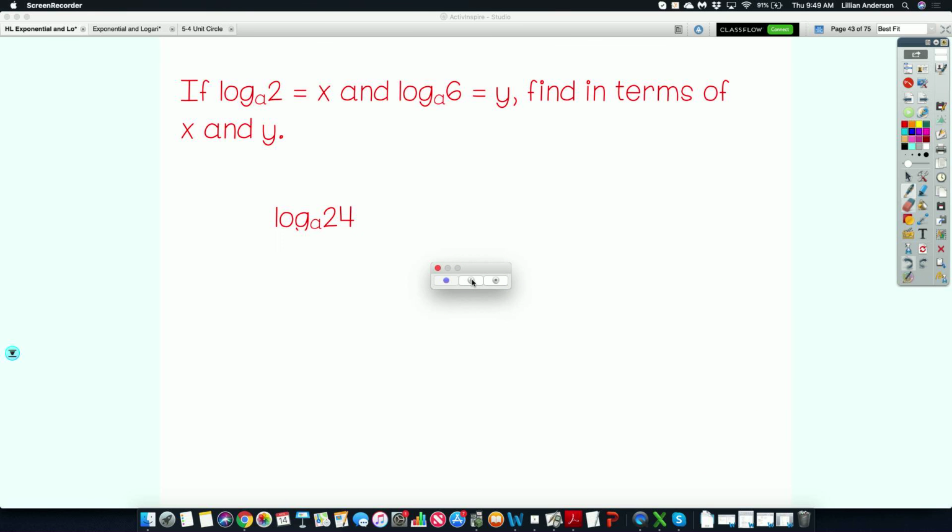So when I look at this one, I have a log base A of 24. I have the exact same base of what I'm trying to rewrite it in terms of, so I don't have to use change of base here. I only use change of base if I need to change the base. So now it's just a matter of trying to rewrite 24 so that way I have log base A's of 2's and log base A's of 6's. How can I rewrite 24 so that it's only in terms of 2 and 6?